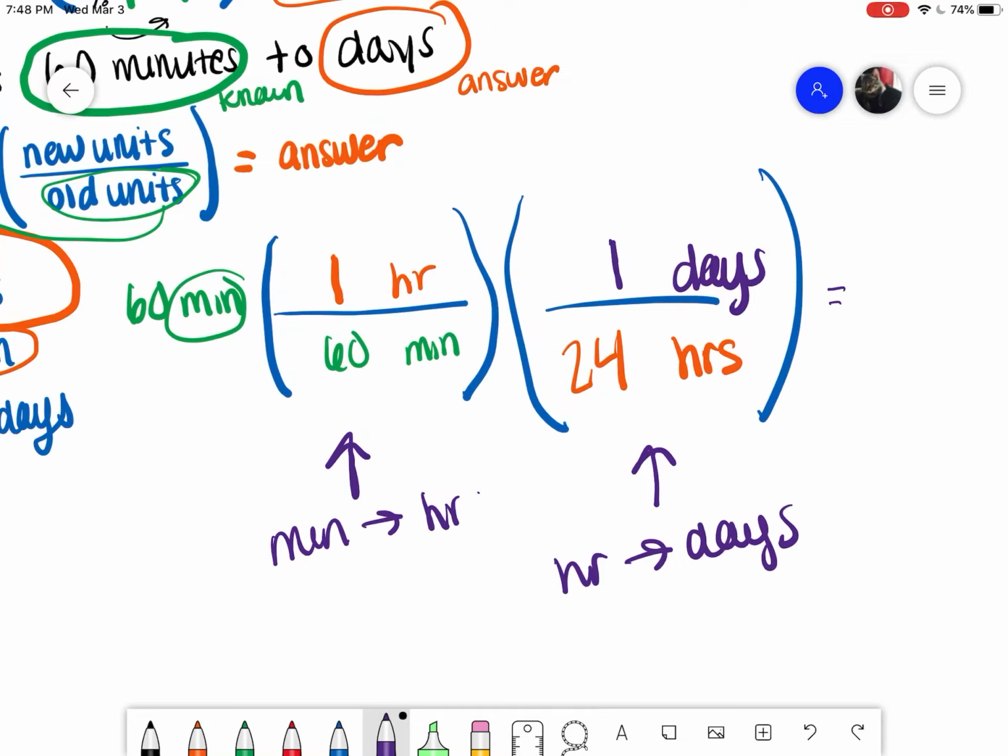And the easiest way to check to make sure that you lined it up all correctly is you can cancel out your units. So your minutes should cancel out. Your hours should cancel out. So they cancel out when you have one up top, one on the bottom. And then you're left with just days, which we said was 0.04 days.